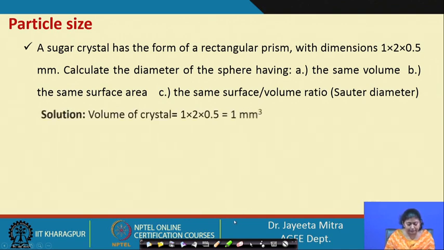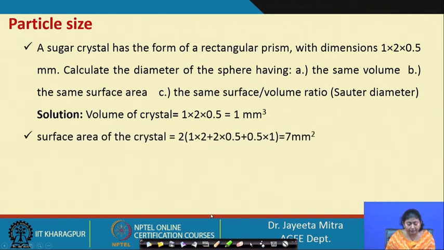So, what we need to do, first, the volume of the crystal. We need to calculate 1 x 2 x 0.5, because this is a rectangular one. So, we have calculated 1 mm cube. Now, the surface area will be 2 x (1 x 2 + 2 x 0.5 + 0.5 x 1). So, all three sides we have taken multiplied by 2. So, we are getting 7 mm square, this is the surface area. Now, we have got the surface area and also the volume.